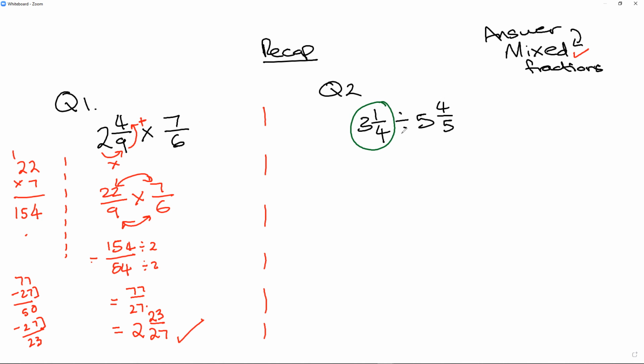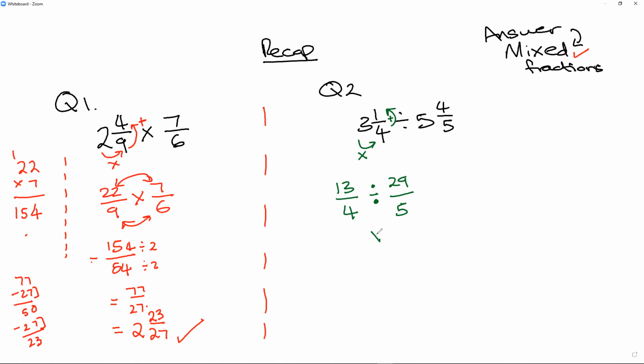Let's first change this though. 3 times 4 plus 1 is 12 plus 1, which is 13 over 4. And this is dividing: 5 times 5 is 25, and 25 plus 4 is 29. So 29 over 5.